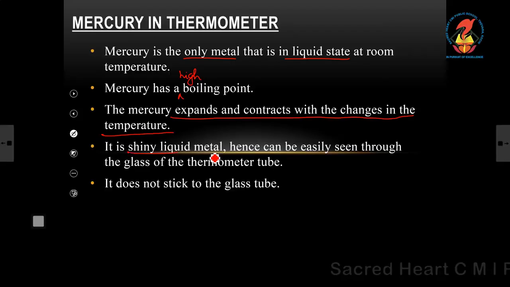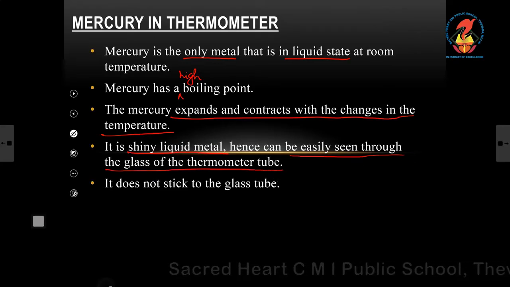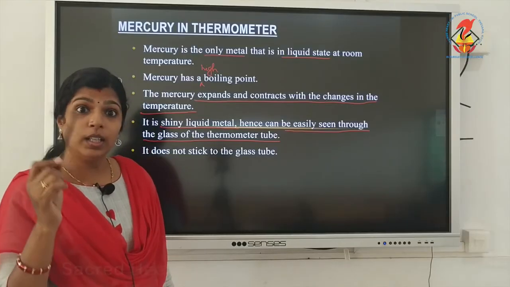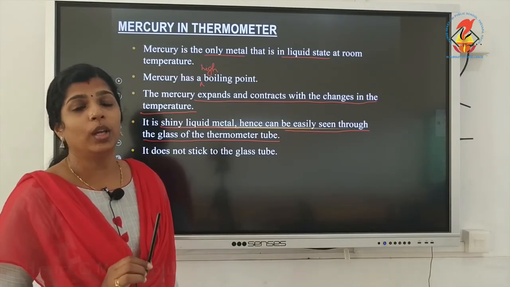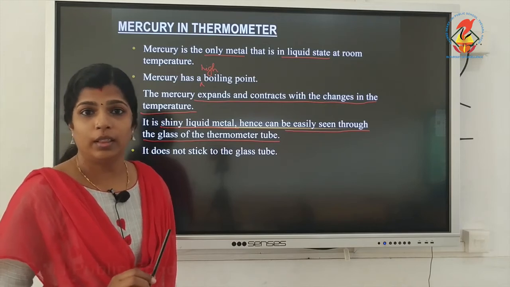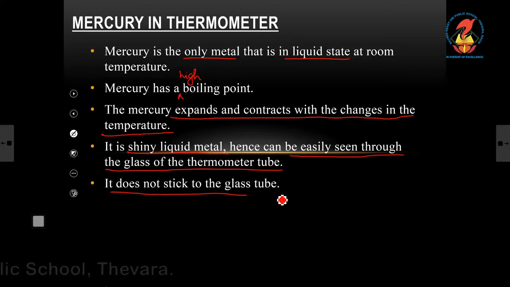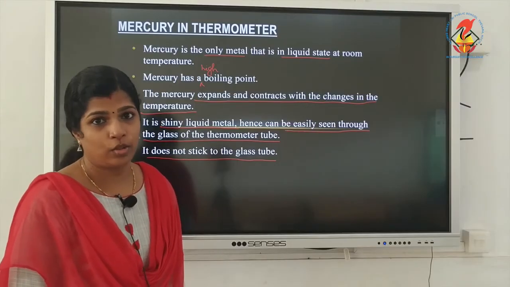It's a shiny liquid metal, hence easily seen through the glass of the thermometer tube. It's a silver color liquid, so we can easily see through the glass of the thermometer. Then it will not stick to the glass tube.